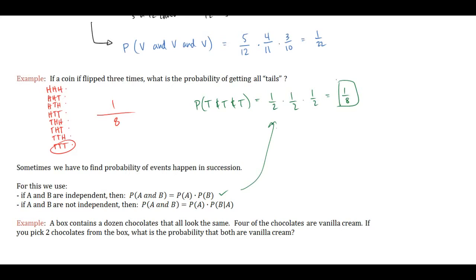It's not like, oh, something happened. We got tails, so now the second coin's like, oh, I'm not going to be tails because we were last time. No, they are totally independent events, and therefore this little property holds true. You can just multiply them together.